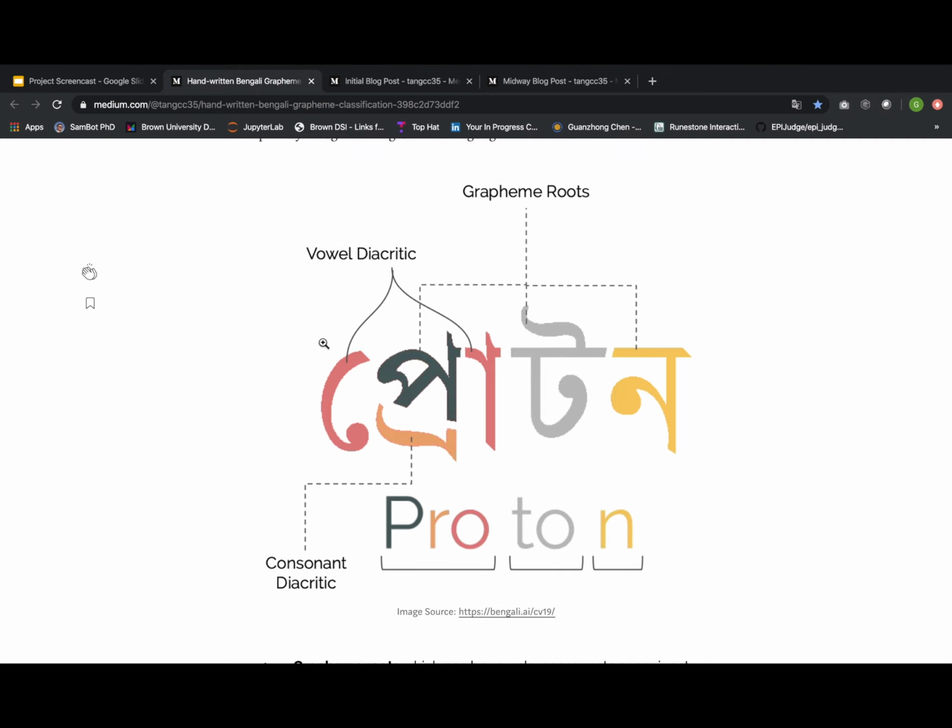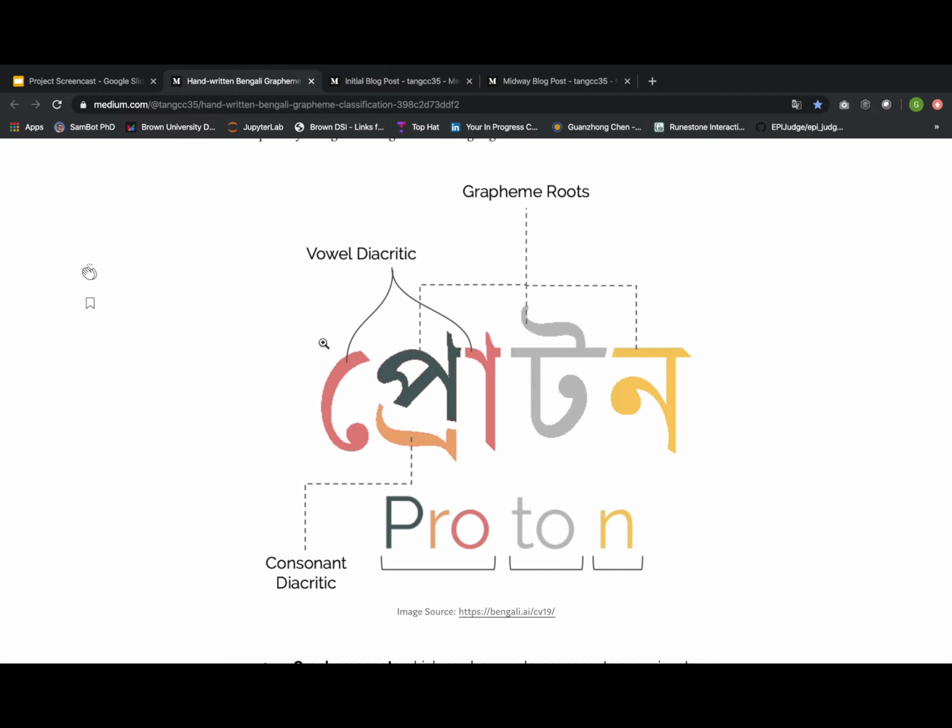There are three constituents: grapheme roots, vowel diacritics, and consonant diacritics. Graphemes are graphical units that are sequentially arranged to form words. While English graphemes are composed of alphabets, Bengali graphemes are more complex, with conjuncts and diacritics.